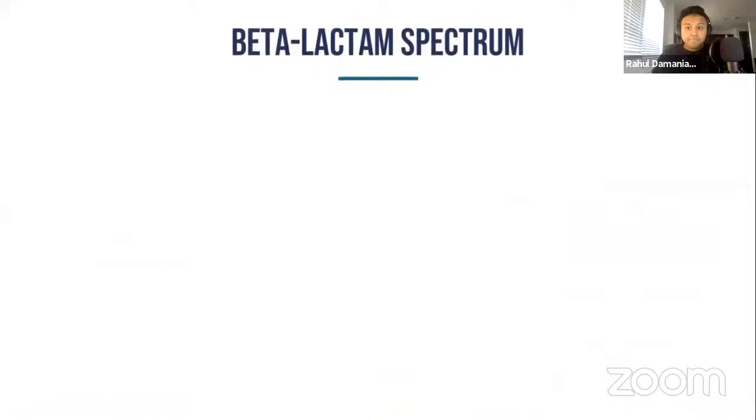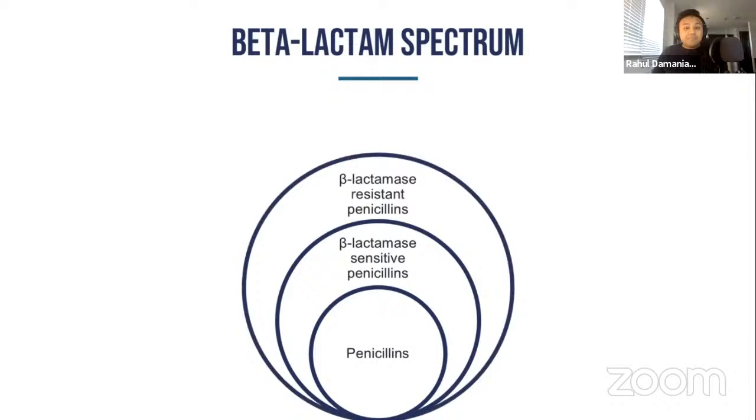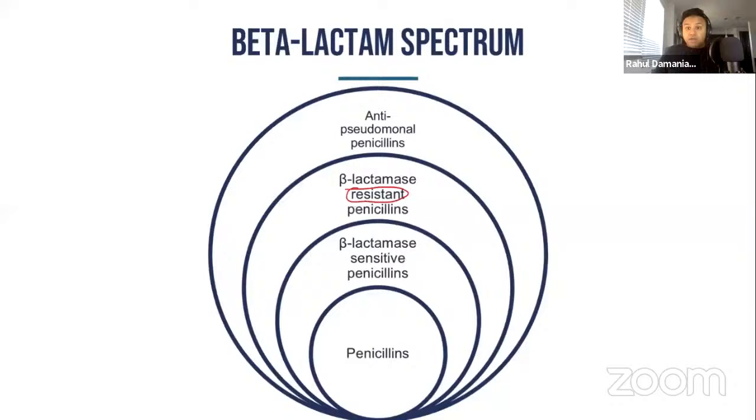So what we're first going to do is cover the actual penicillins. When I think about penicillins, I like to integrate it by starting small and then going broad. First we'll cover penicillins. Then we will cover the beta-lactamase sensitive penicillins, the ones that get nullified when the bacteria secrete penicillinase or beta-lactamase. Then beta-lactamase resistant penicillins. And finally, broad spectrum penicillins, which are your anti-pseudomonal penicillins. So this onion model, you have to keep very ingrained in your mind as we go through the subsequent slides.